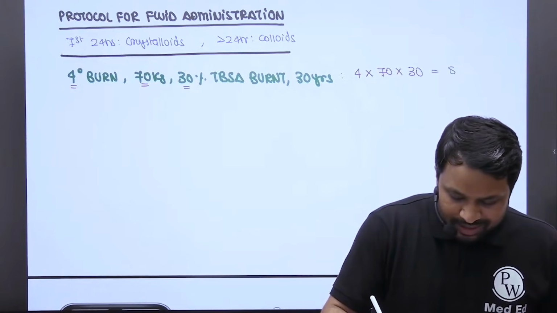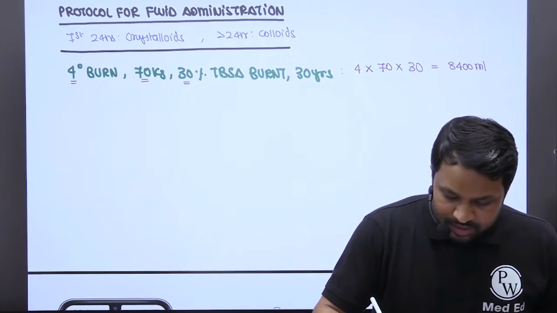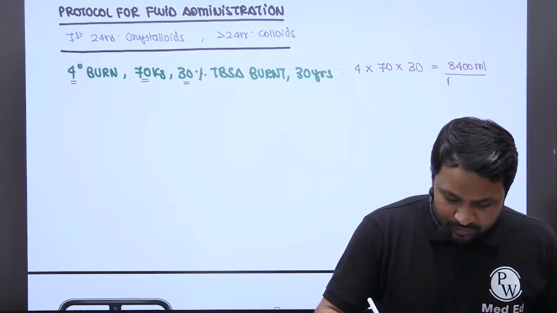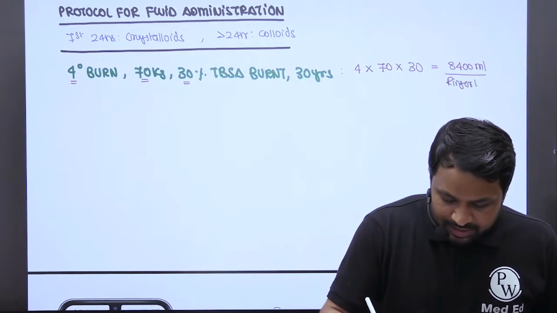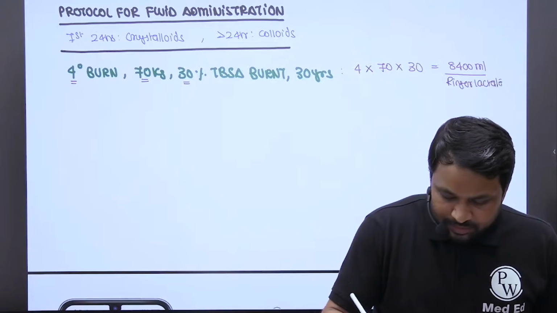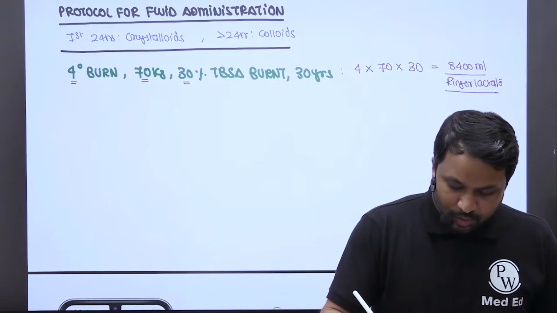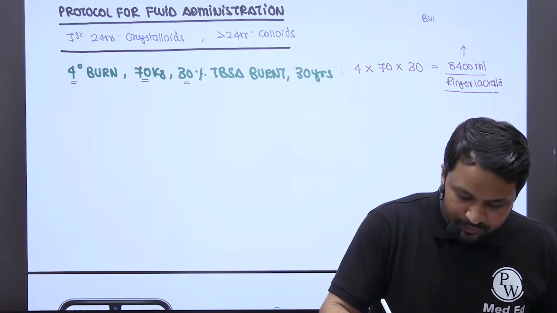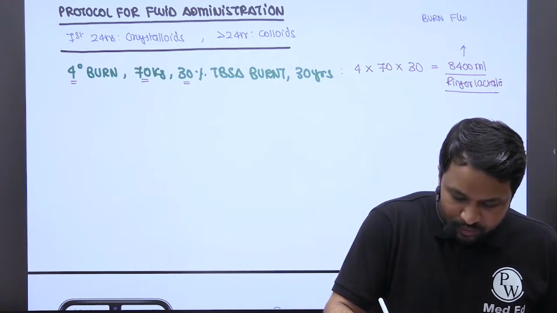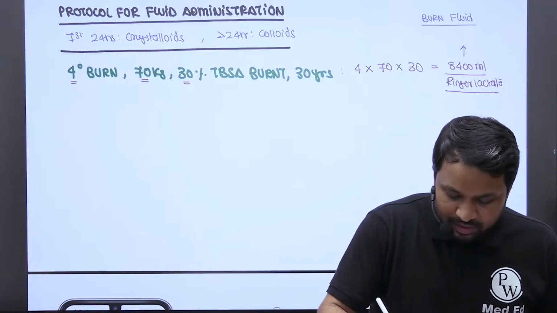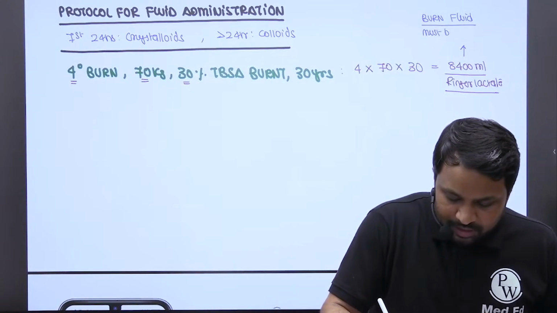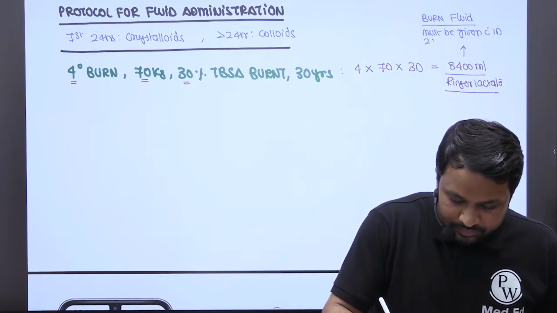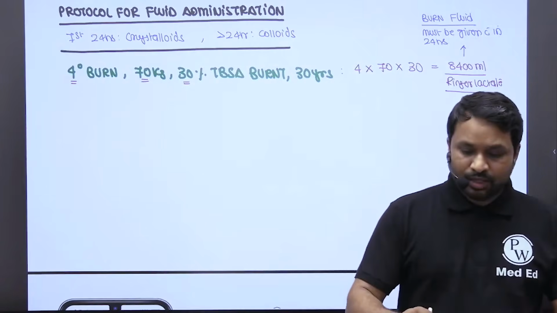So this is going to be 8400 ml of Ringer lactate. This 8400 ml of Ringer lactate must be given within 24 hours, right? Whatever fluid you have calculated, this is what we call burn fluid. And whatever burn fluid you have calculated must be given within 24 hours. So how would you give it?